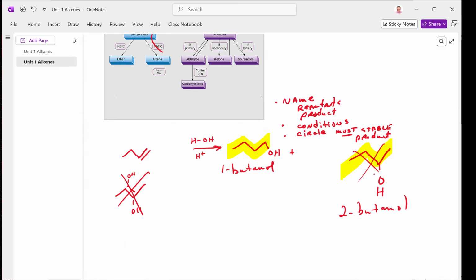Okay, so we have to name reactants and products. Okay, that's a 4-carbon alkene, so that's going to be 1-butene. Conditions are water and acid. And our product is named 1-butanol. Between the two products, which is more stable? The 1 or the 2-butanol?